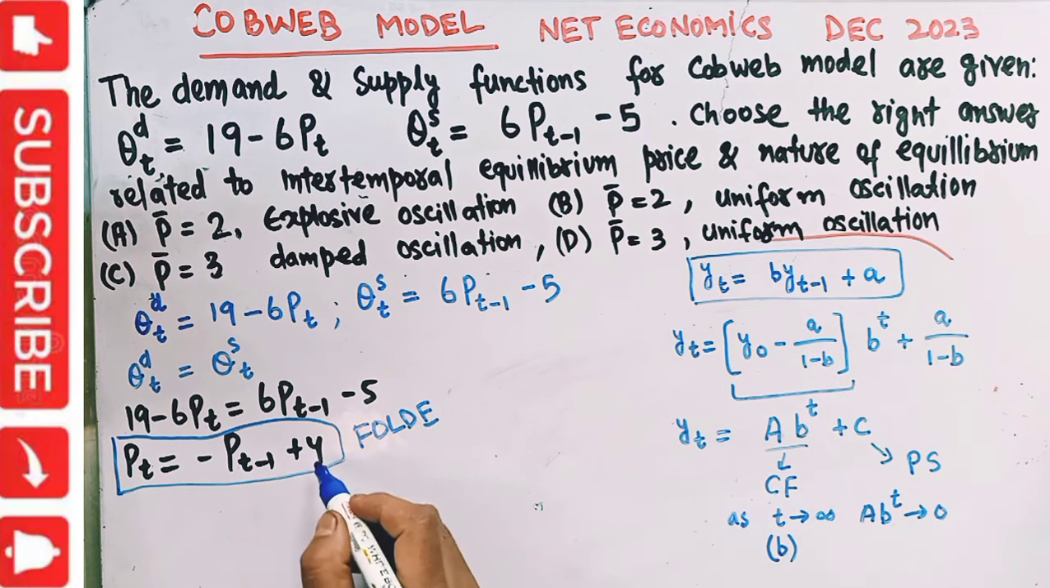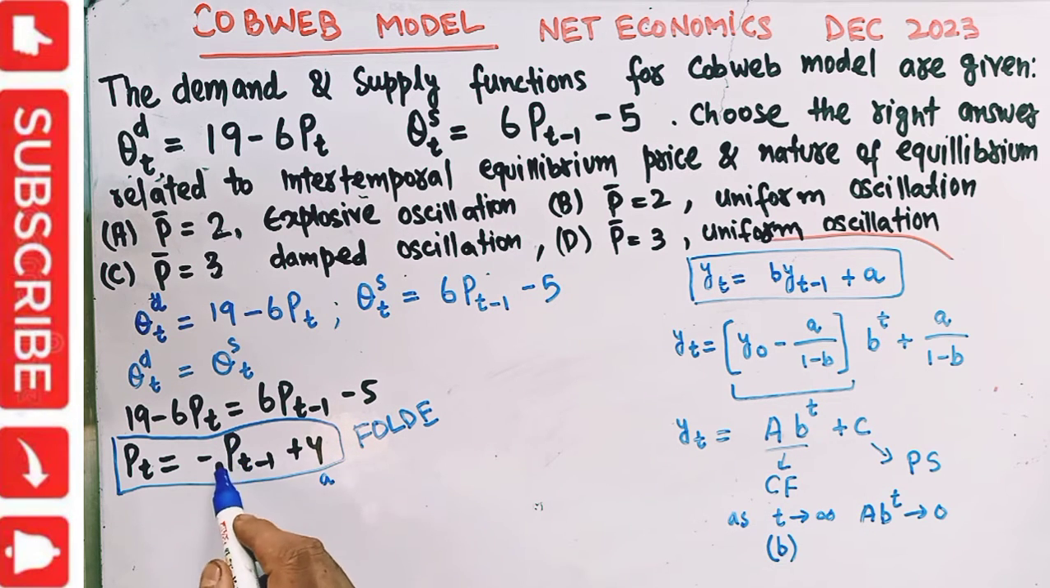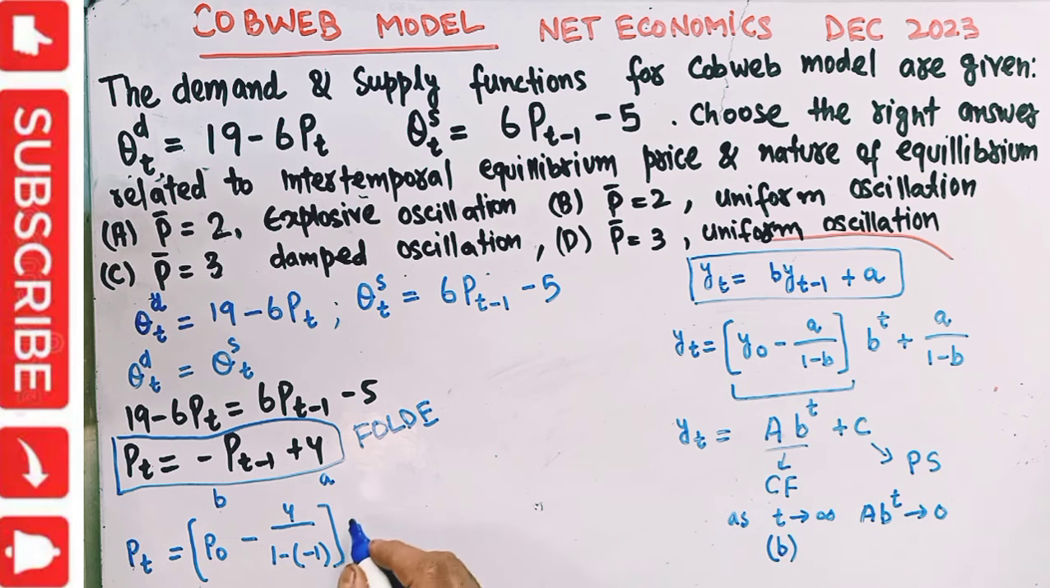So in place of a we have 4. Let us suppose it is a. The coefficient of p subscript t minus 1 is minus 1, so let's denote it by b. Now using this equation we can write p_t will be equal to y naught. We don't have the initial condition, so we write p naught minus a, which is 4 upon b, so 1 minus, then we have b is minus 1 here, raised power t, plus 4 upon 1 minus minus 1.